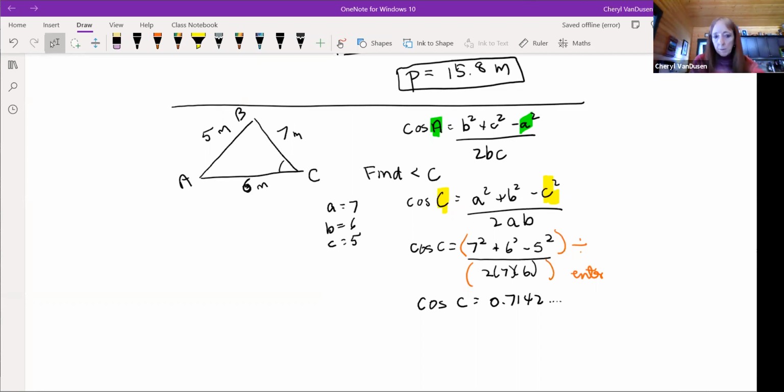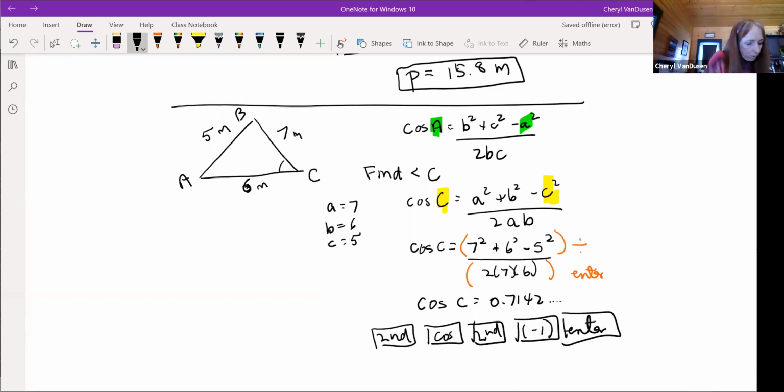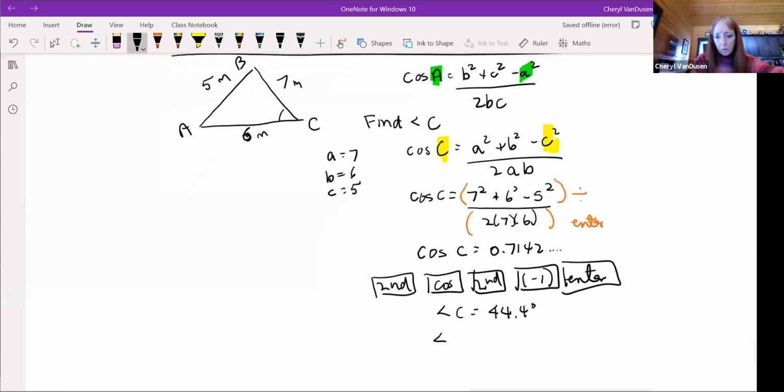And then again, the calculator buttons that we're hopefully feeling consistent with are second function, cosine, second function, and that minus button cuts and pastes it, and then enter. So let's do that. Second function cos, second function minus, and we get angle C to be 44.4. They usually ask us to round angles to the nearest degree, so 44 degrees. And that's the last bit of the cosine law.